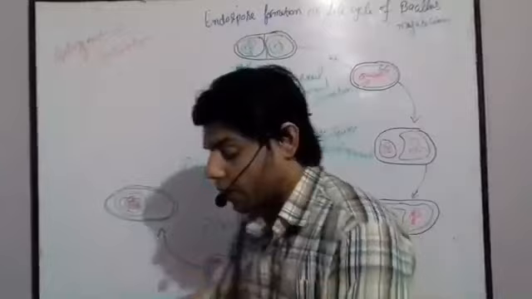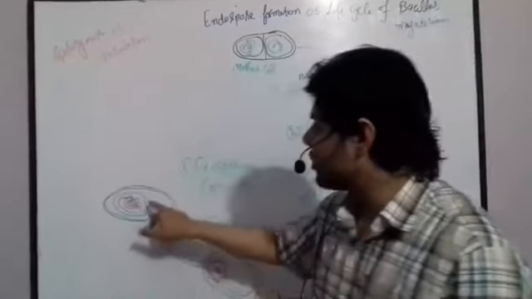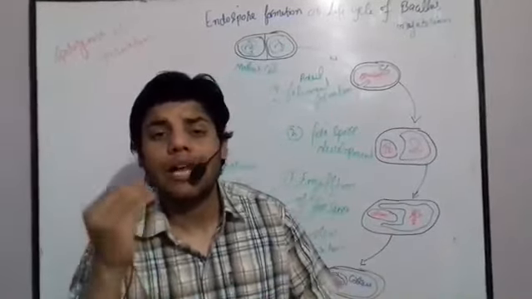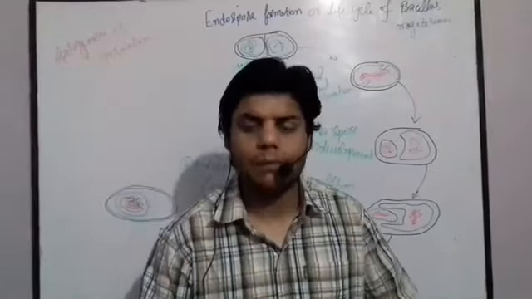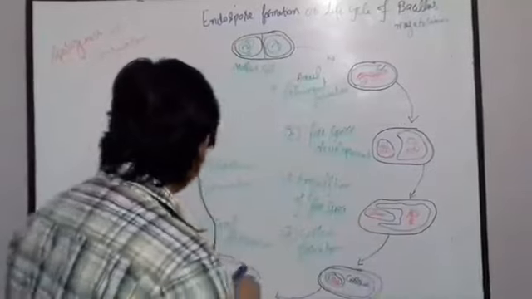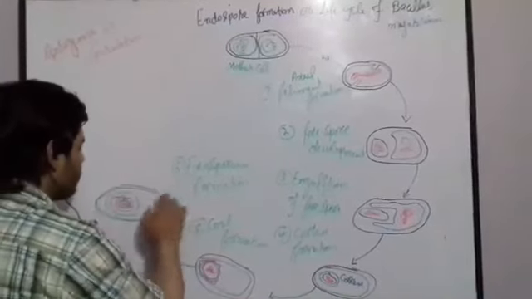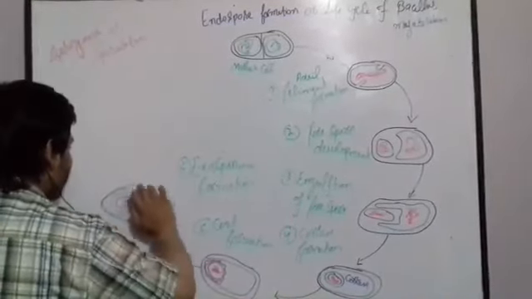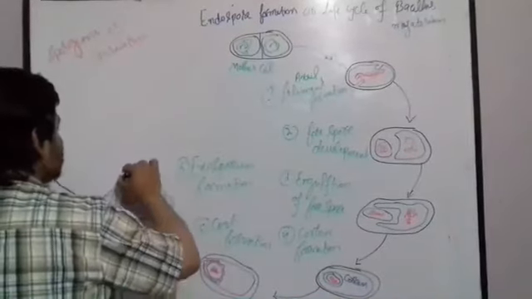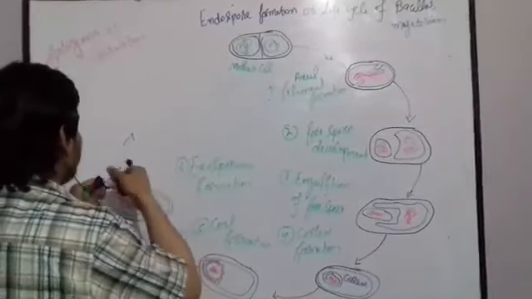Once we get the exosporium, then at the end, this bacterial cell, this Bacillus megaterium, can produce lytic enzymes. Due to these enzymes, the cell membrane and the cell wall are ruptured, and finally we get only spores.